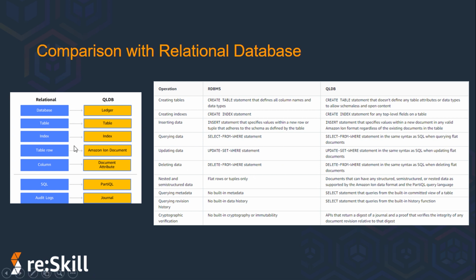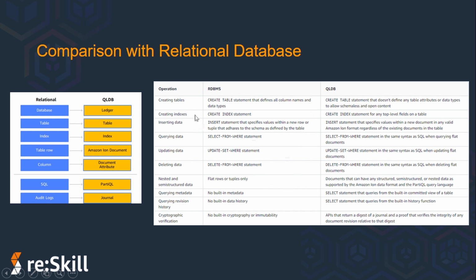For example, in relational databases we call it a database. The same thing here we call in QLDB a ledger. The table is there, which we call a table here also. Index is also index. Table row is the Amazon Ion document here. Column is the document attribute here. SQL is replaced with PartiQL here, and audit logs are replaced with the journal here. And more similarities and differences you can read from this table.